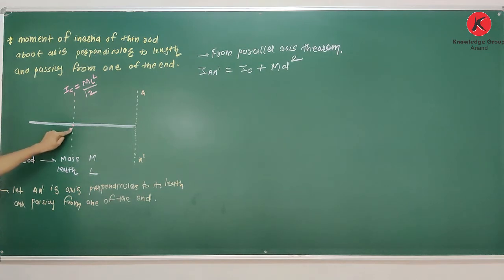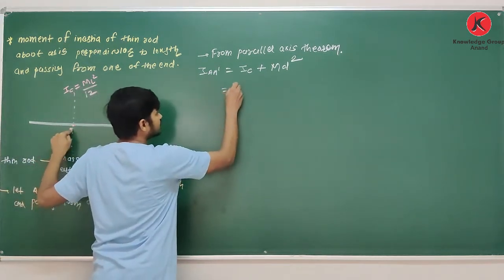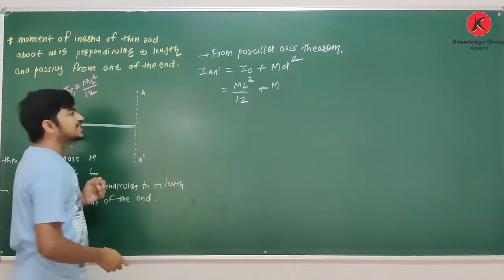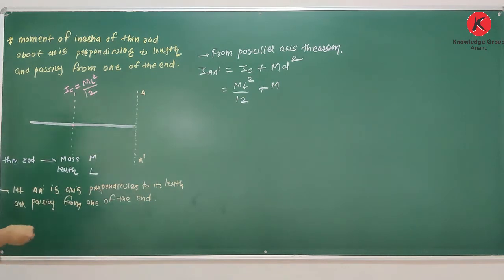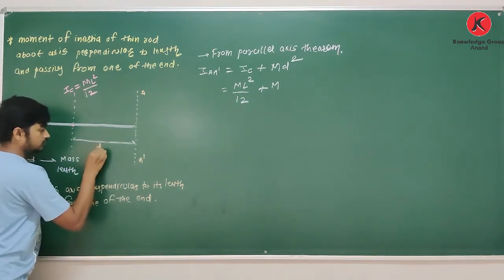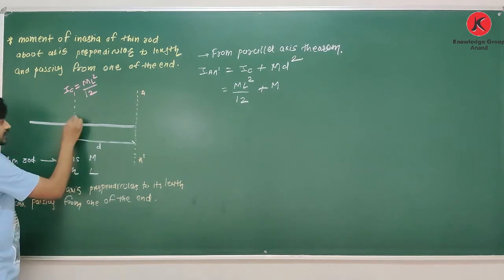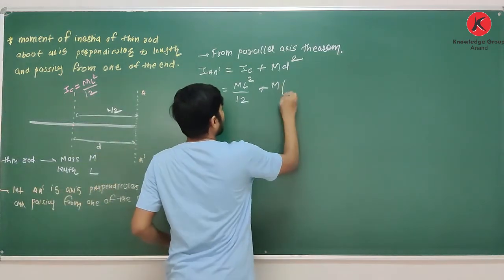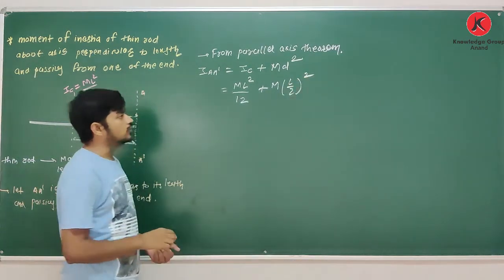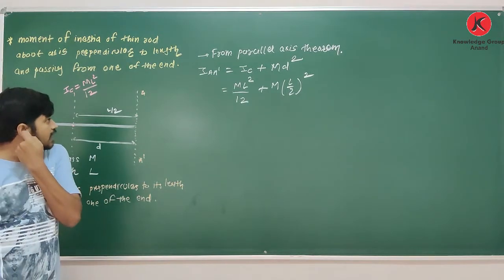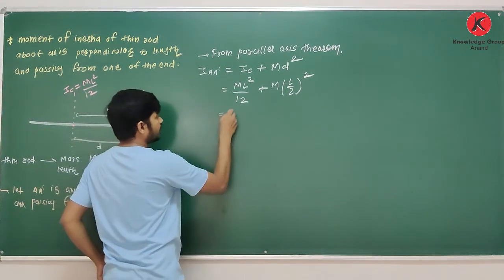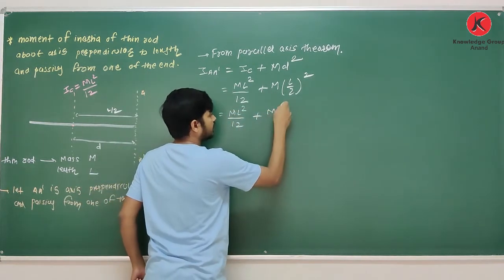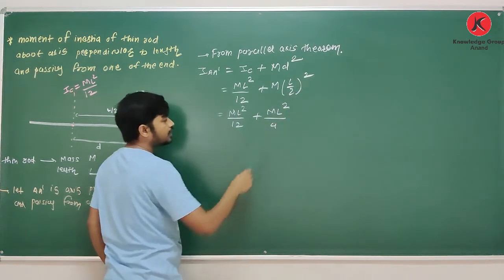IC, the moment of inertia about the center axis, is ml square by 12, plus the mass of the object is m. What is d? D is the distance between the two parallel axes. The distance between these two parallel axes is nothing but L by 2. So d is replaced by L by 2. Clear about this? So it is ml square by 12 plus m into L square by 2 square, which is 4.